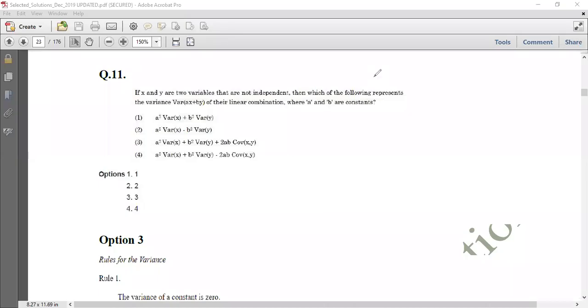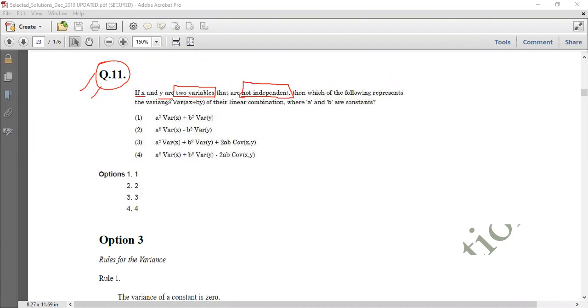Hello friends, we are back with question number 11 from December 2019. It's a very important question belonging to statistics. The question says that if x and y are two variables, keep that in mind, that are not independent, meaning they depend upon each other.